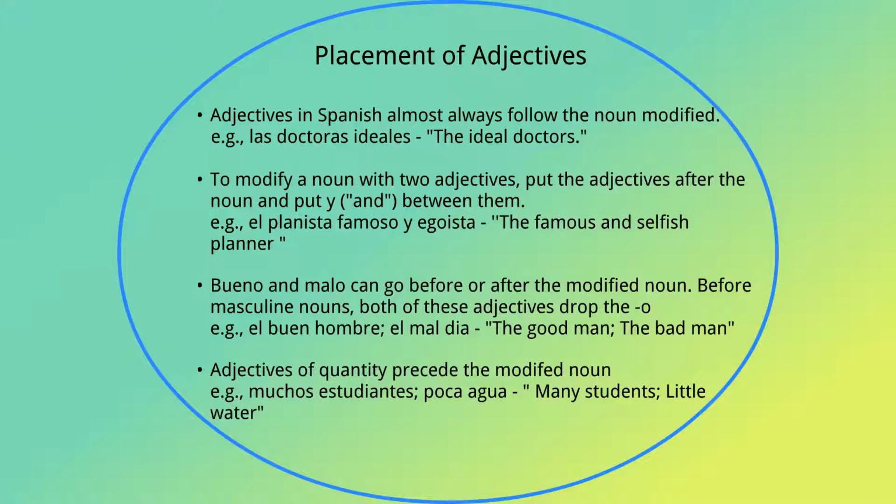Bueno and malo can go before or after the modified noun. Before masculine nouns, both of these adjectives drop the o. For example, el buen hombre, el mal día: the good man, the bad day. Adjectives of quantity precede the modified noun. For example, muchos estudiantes, poca agua: many students, little water.